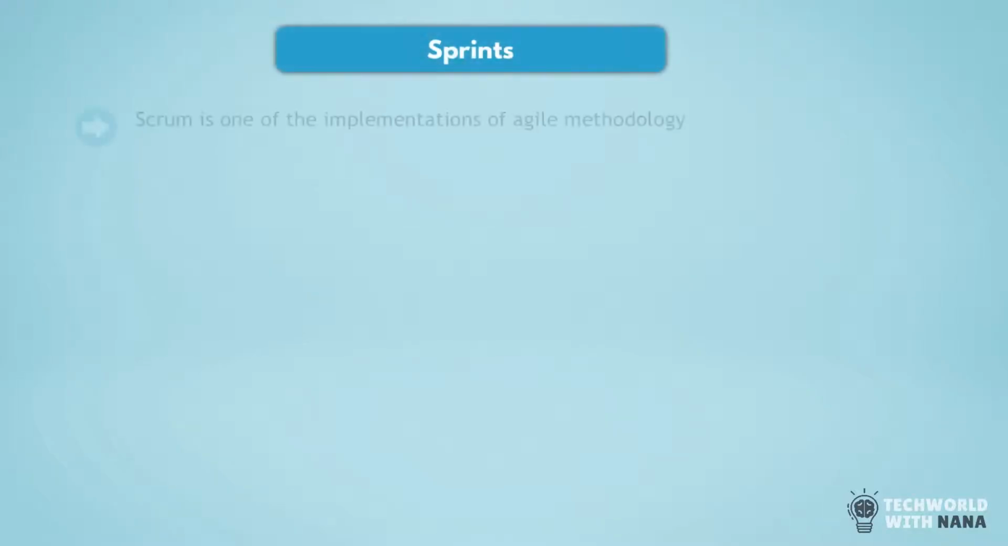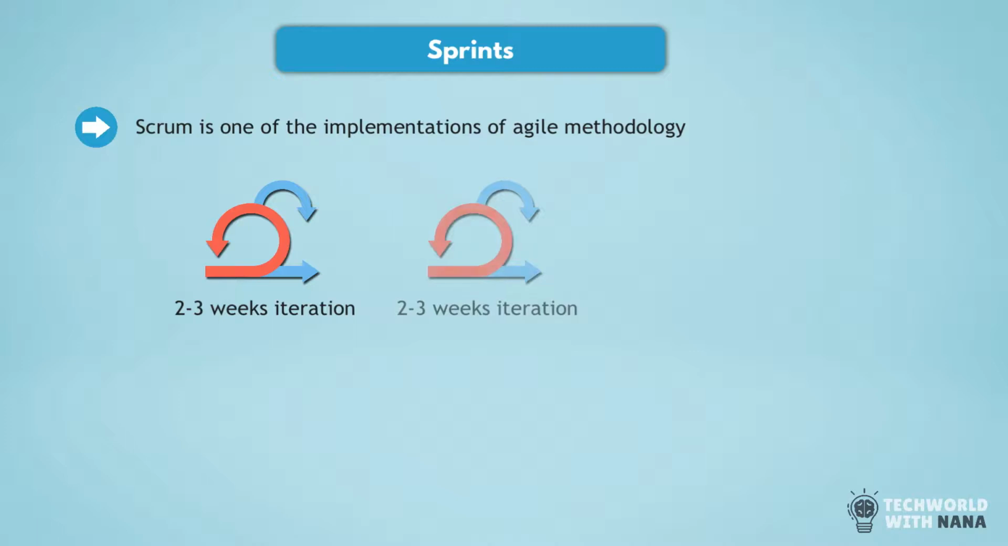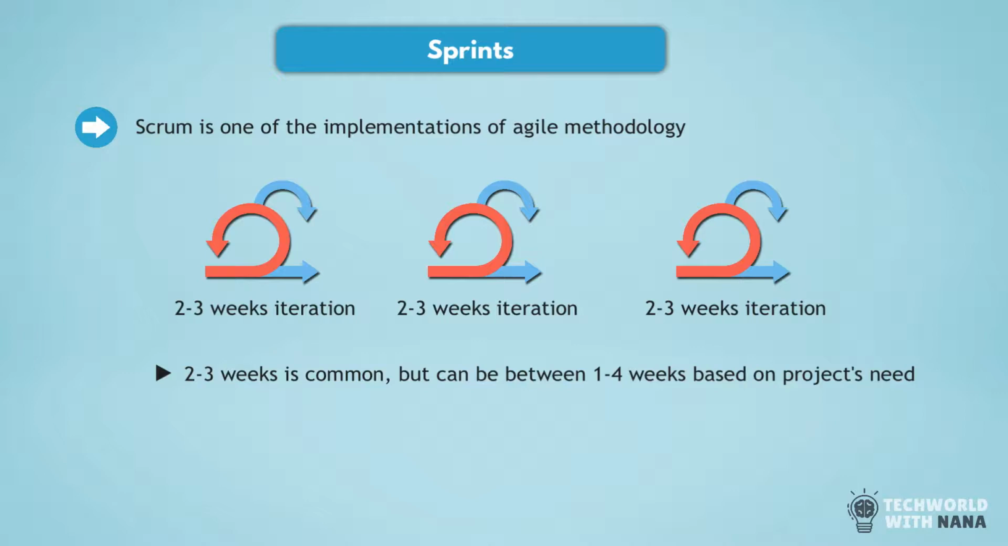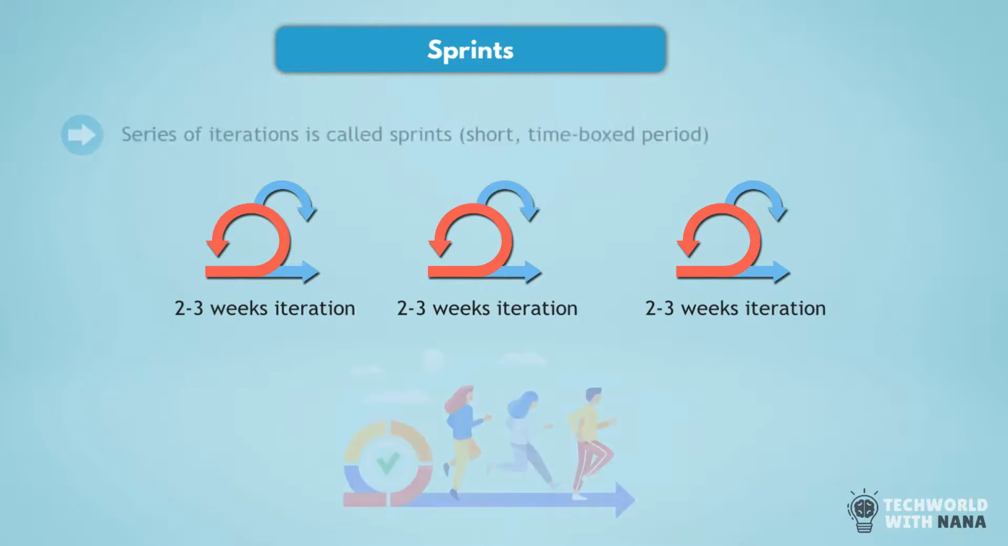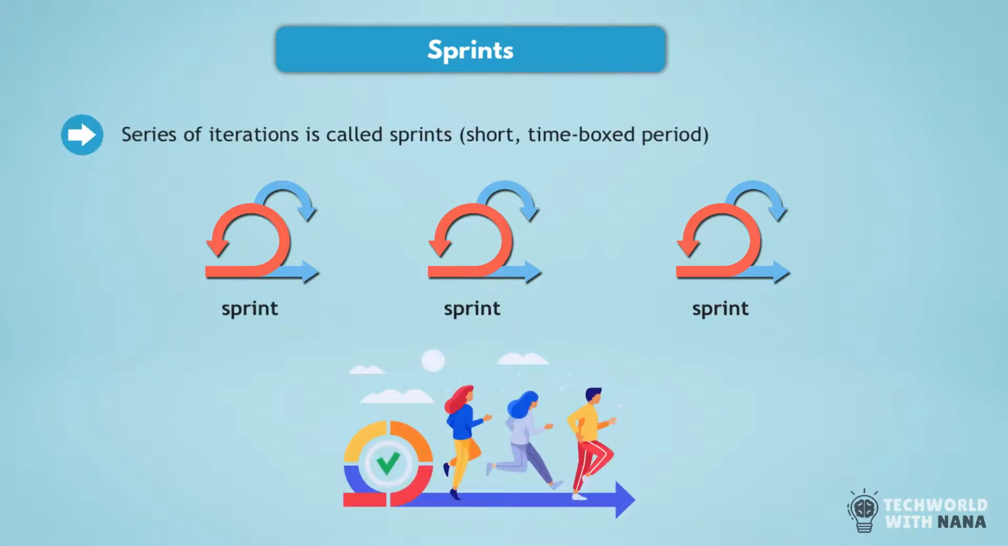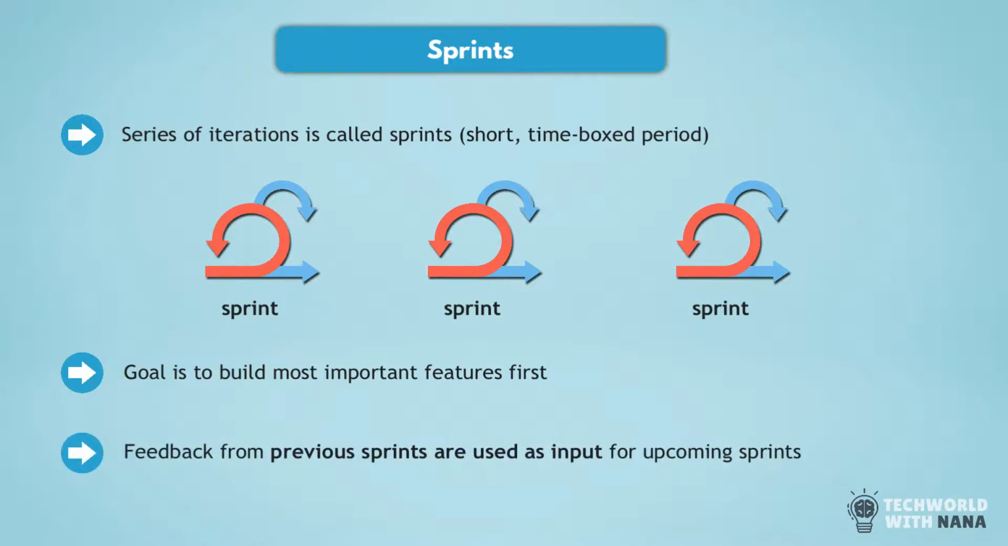And Scrum is one of the implementations of Agile methodology in which those incremental builds are delivered to the customer every 2 to 3 weeks. You can also think of Scrum as a project management system that delivers software in small increments in 2 or 3 week cycles, also called sprints. And the goal of each sprint is to build the most important features first. More features are added to the application in the next sprints, and the already implemented features are adjusted based on the customer feedback from the previous sprints.